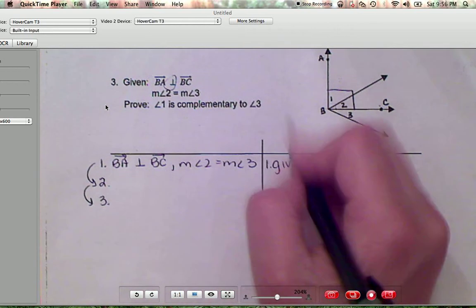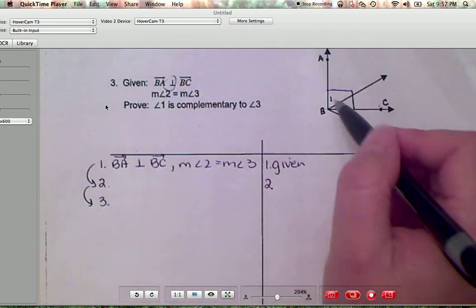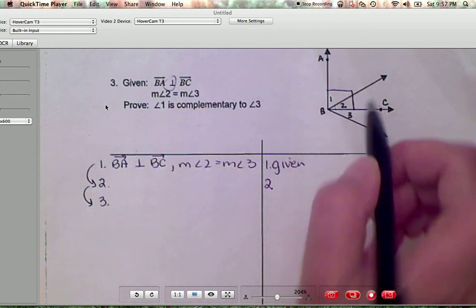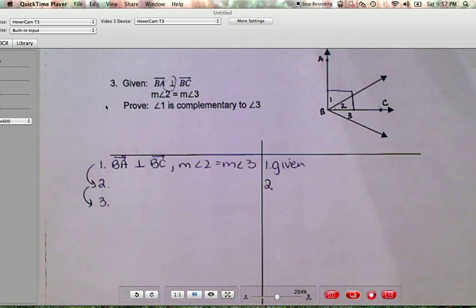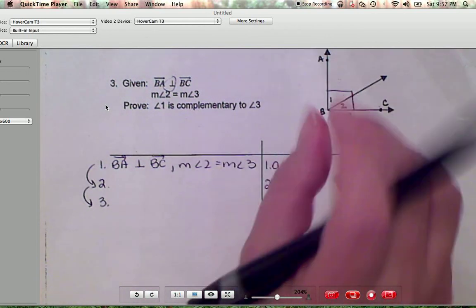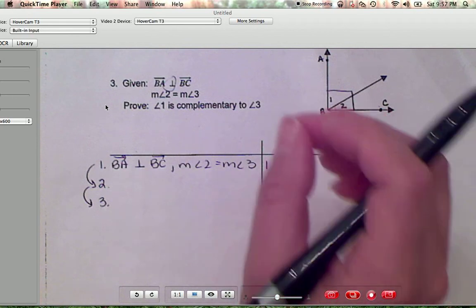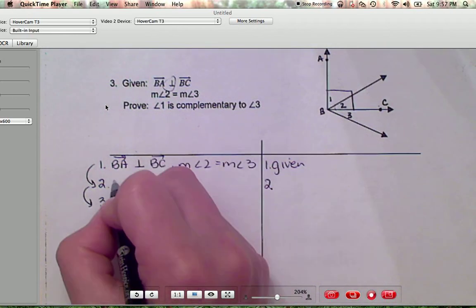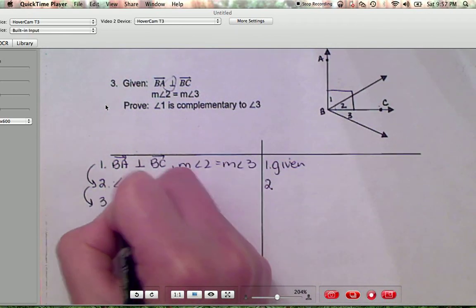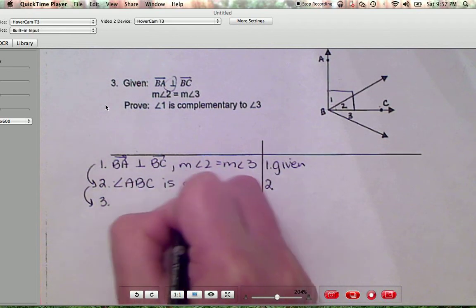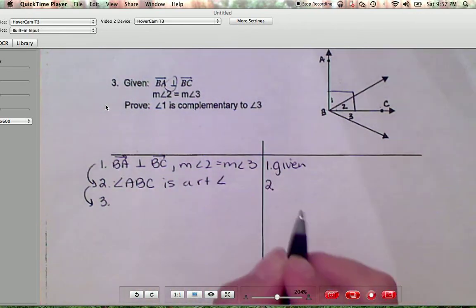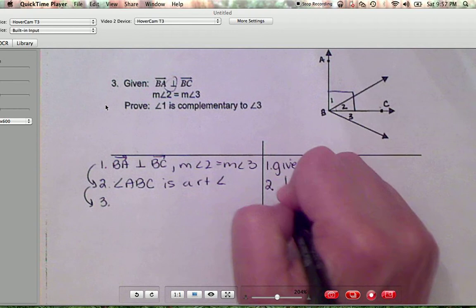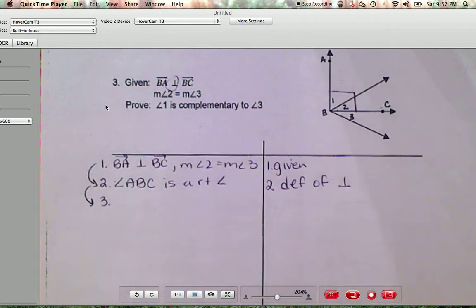The first step is always, if these 2 rays are perpendicular, then they must form a right angle. So this is the step that people often miss because they want to go straight to saying that it must equal 90. But the definition of perpendicular lines are 2 lines that form right angles. So you must state that it's a right angle first. So we would say angle ABC is a right angle. And that comes from this word or this symbol, perpendicular. So this is definition of perpendicular.